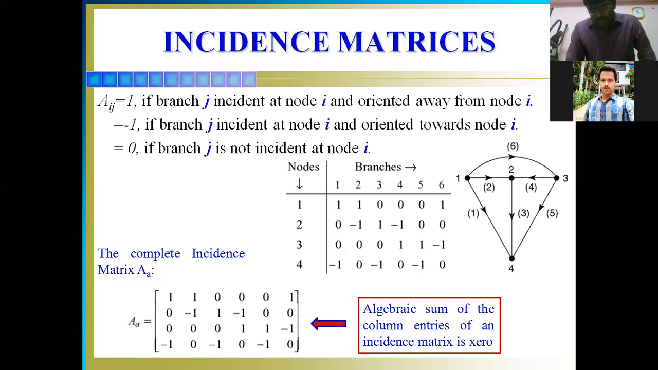The only thing is, first you identify what are the elements connected to the node. They should get either +1 or -1. If the element is connected, its magnitude is 1. If it is +1, the current flowing through that branch is flowing away from the considered node. Minus means current is flowing towards the node. That's all.